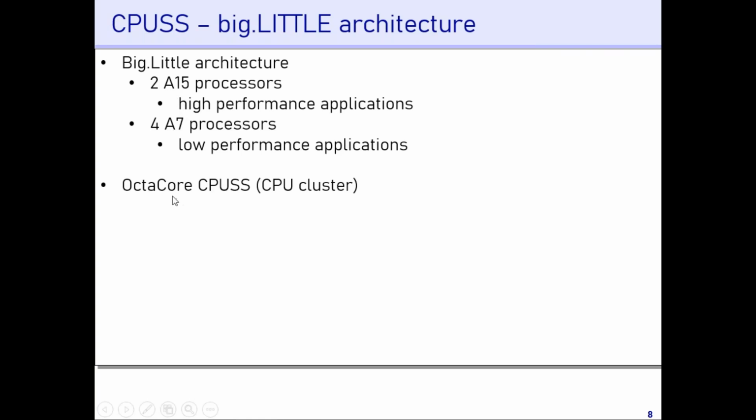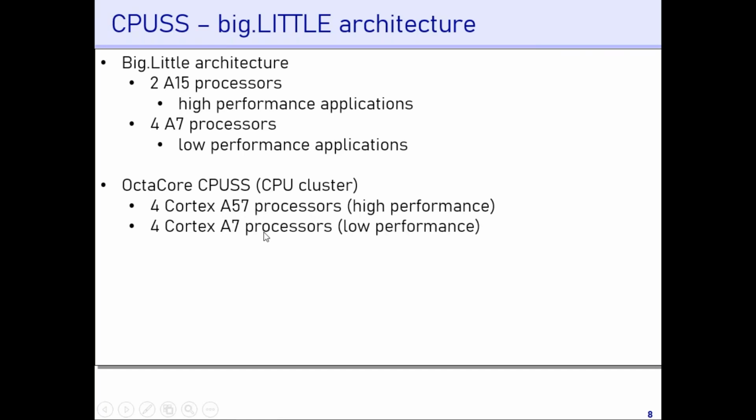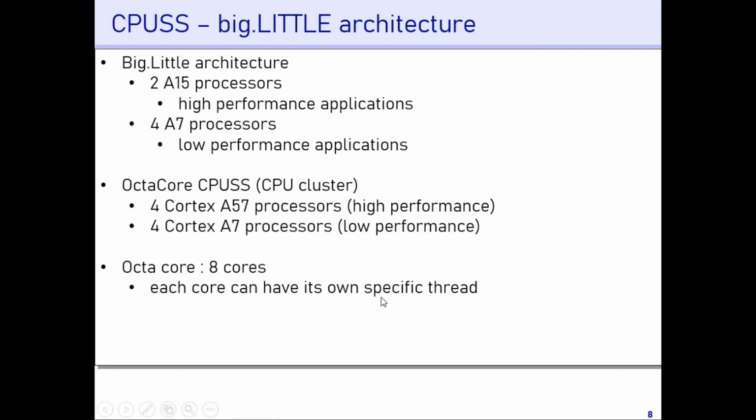And we can also have an octa-core CPU subsystem, which can have four Cortex A57 processors that make one cluster, the high performance cluster. Then we can have four Cortex A7 processors, the low performance processors. Cortex is a standard trademark of the application series processors. In octa-core, with 8 cores, each core can run its own specific thread.